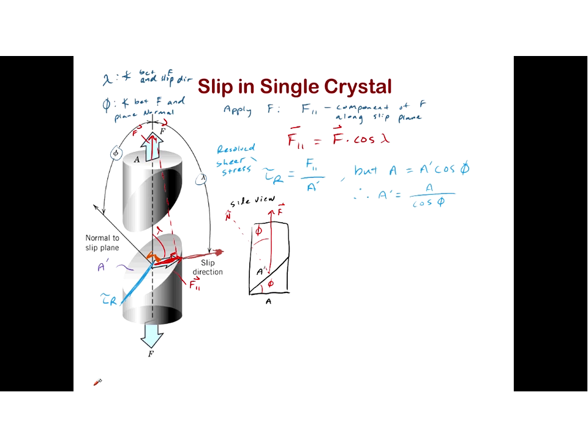So what we can do is put this all together and just write out that tau sub r is equal to, let's put in for F parallel. It's F times cosine of lambda. And then let's put in for A prime. That's A over cosine phi. Or in other words, this is equal to F over A times the cosine of lambda times the cosine of phi. What is F over A? F over the original cross-sectional area. This is the stress, right?